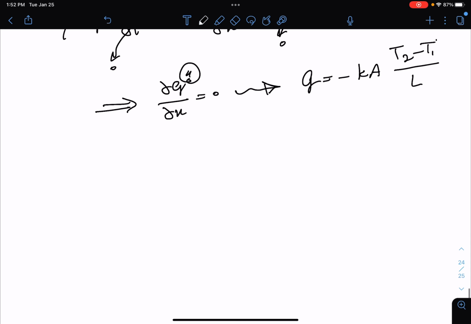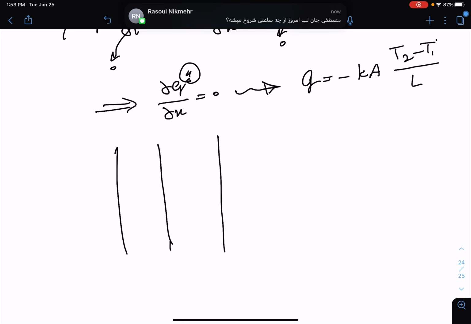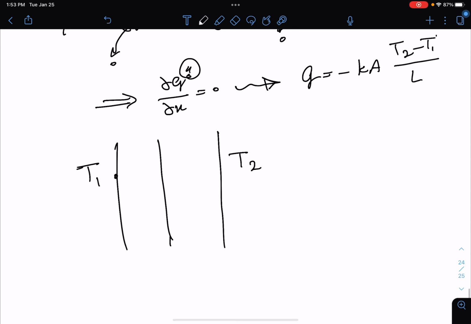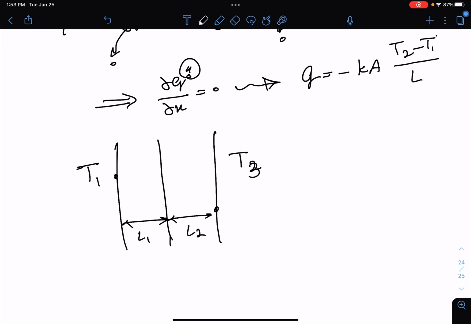Okay. Let's look at a wall that has two different materials in it. So this part of it is exposed to T1. This part of it is exposed to T2. How would you characterize heat transfer inside this wall? Let's call this T3. We have T1 and T3. The lengths are L1 and L2. How would you find the total heat rate inside this wall?